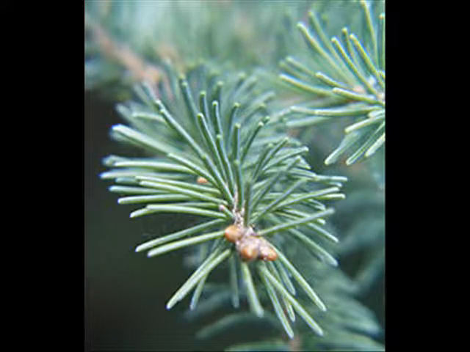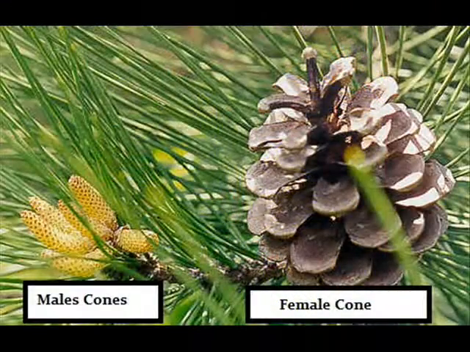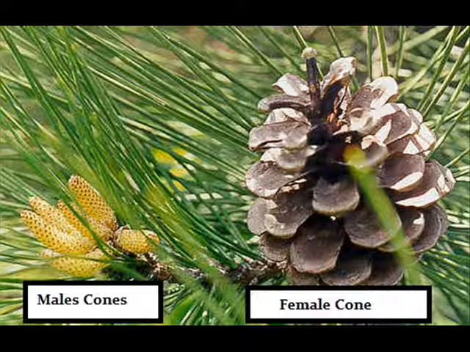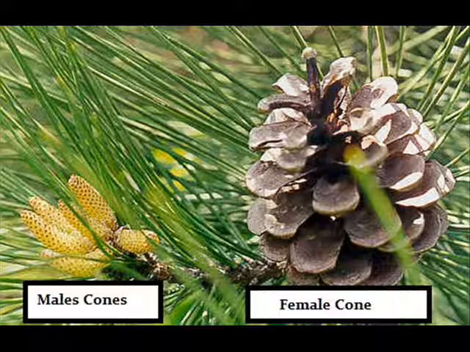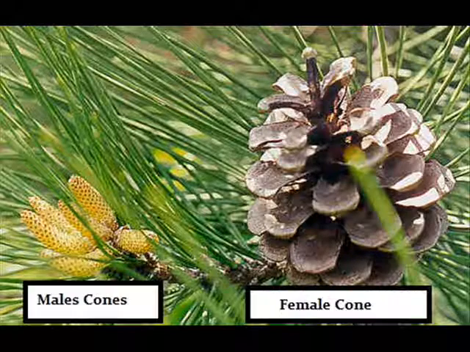Gymnosperms have vascular tissue and true leaves and roots. They have both male and female reproductive structures called cones, which contain the gametes. The male gamete is held in a very small spore called a pollen grain, found inside the male cones, and are spread by the wind, shown left.